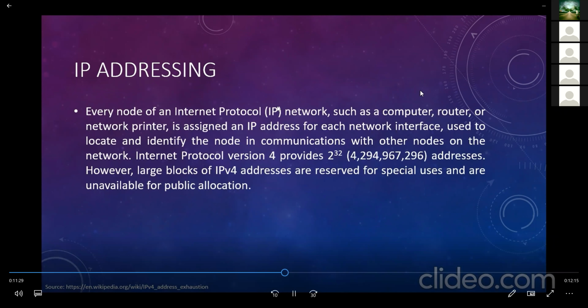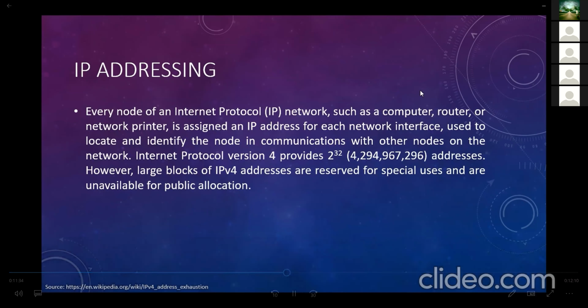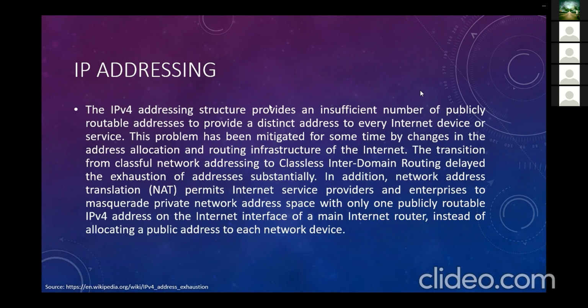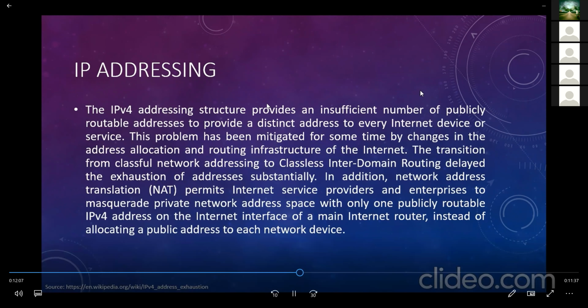Every node in an Internet Protocol network, such as computers, routers, and network printers, is assigned an IP address. The existing Internet Protocol version 4 provides 2 raised to 32, or 4,294,967,296 addresses. However, large blocks of IPv4 addresses are reserved for special uses and are unavailable for public allocation.